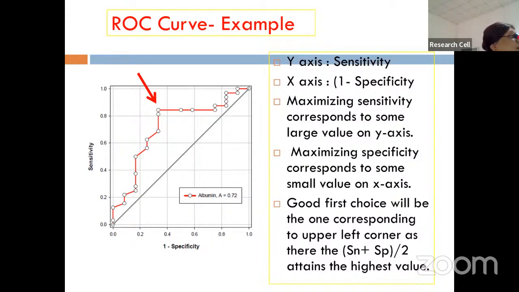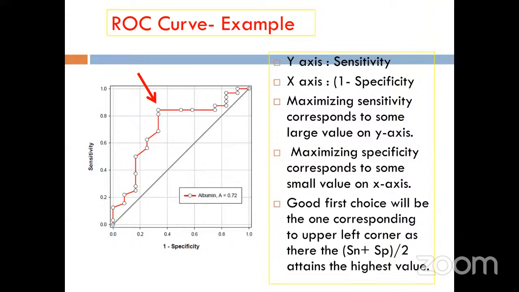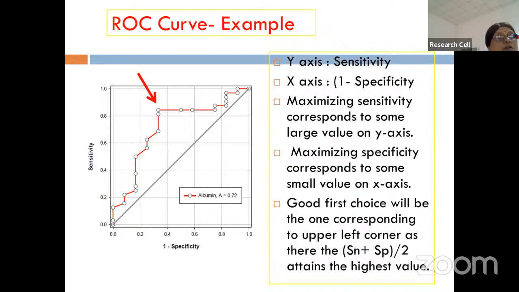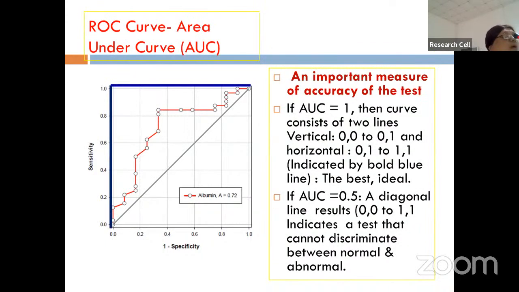So what will be the good first choice? The good first choice will be the upper left corner, where sensitivity is at its maximum and 1 minus specificity is at its minimum. So the cutoff points which fall in this upper left quadrant should be chosen. That is the utility of this ROC curve. The second important component of the ROC curve is AUC, that is area under curve. It is an important measure of the accuracy of the test.